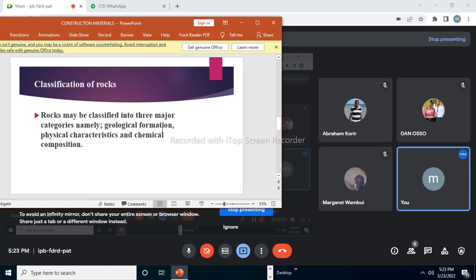Even before we go to that, there is the classification of natural stones. Stones can also be classified as natural or artificial. An example of natural stone is one that is mined in a quarry. I know you know a lot of quarries that we have in Kenya.